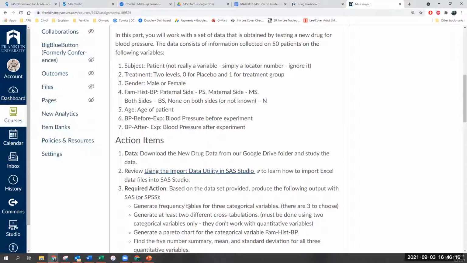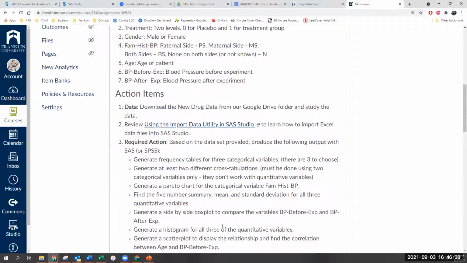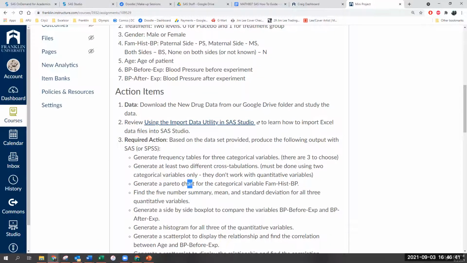So with that in mind, you should be able to know how to do the first one because you know what the 3 categorical variables are. Cross tabulations, as I said here, must be done using 2 categorical variables only, right? They don't work with quantitative variables. So again, for the second one, you have to pick categorical variables to do your cross tabulations. Then this one, the Pareto chart, they even tell you family history BP is a categorical variable.